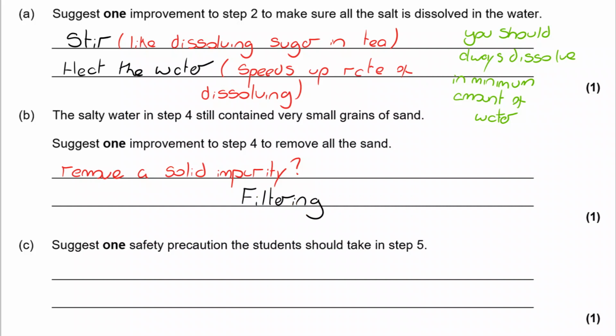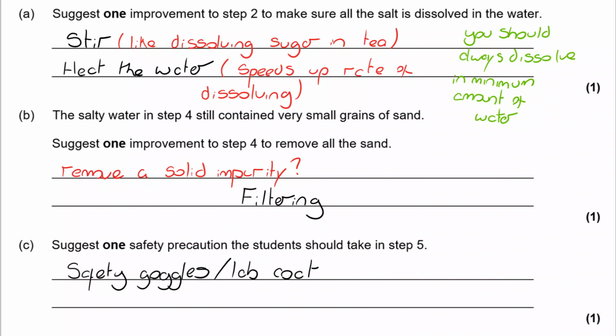And then we want one safety precaution that students could take in step 5. So we're dealing with flames here, and key to any practical, if you think about absolutely everything that you do in the lab, you're generally going to wear safety goggles, safety specs, eye protection. And you are also going to wear a lab coat, an apron, protective clothing. And they are the most important ones.